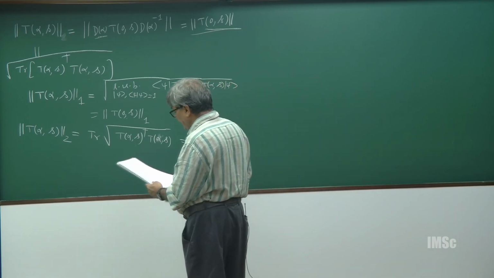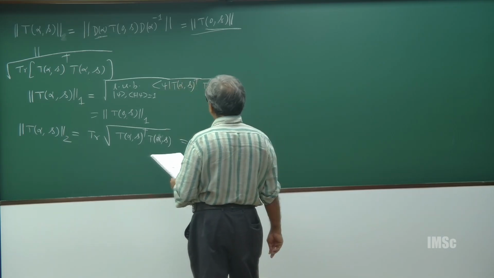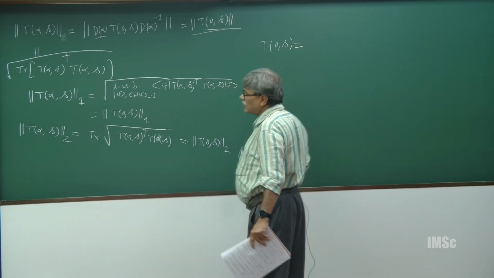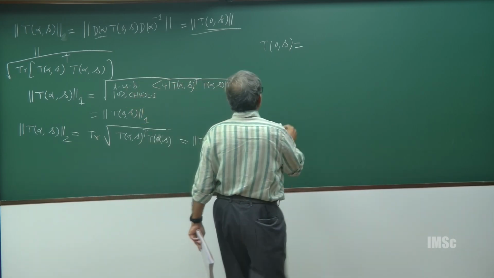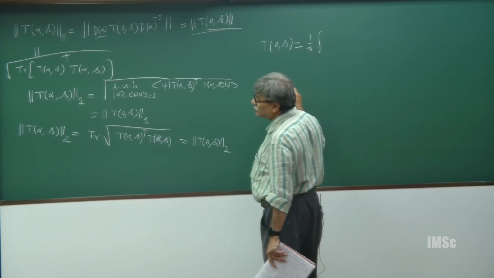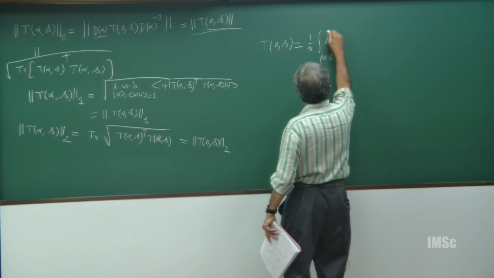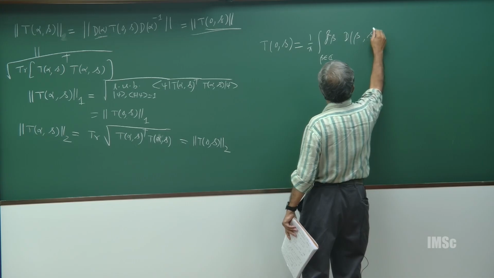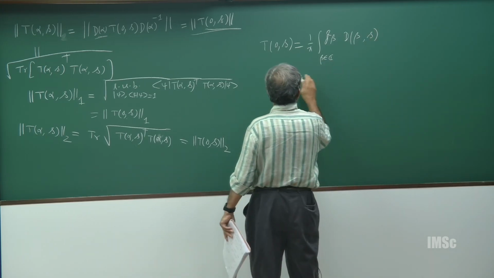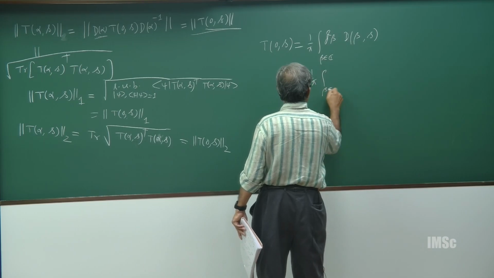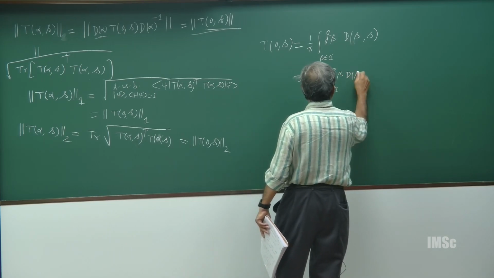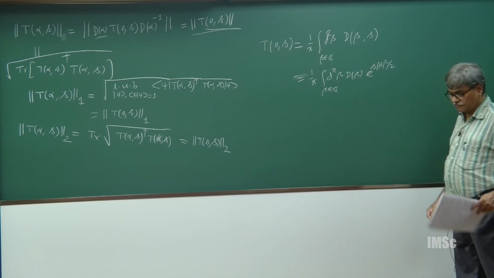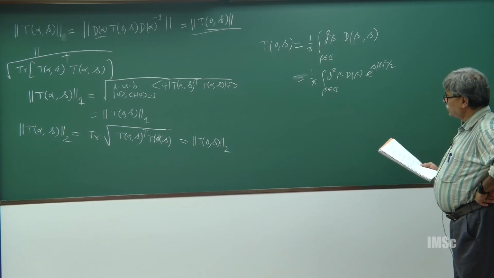Now what about this T of 0S? If I look at it, this is 1 upon pi, integral over beta belonging to C, d square beta, D of beta, and this is D of beta times e to the power s mod beta square by 2.